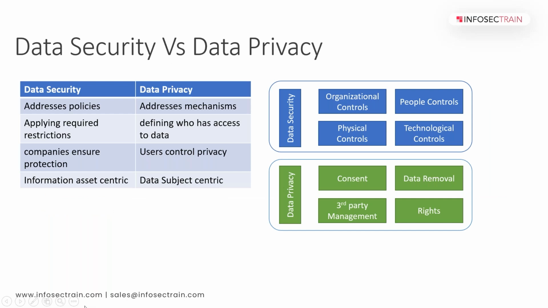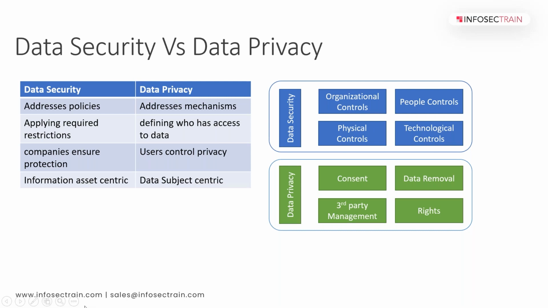Now, between data security and data privacy, the difference is what we have discussed here. One of the main things we see is that data security, that is information security, talks about policies and procedures, how things should be done, whereas data privacy is about the mechanisms used, how you are going to ensure that. Applying required restrictions is the way you control users as part of information security, whereas data privacy is about defining who has access to my data. It is always centered on my data.